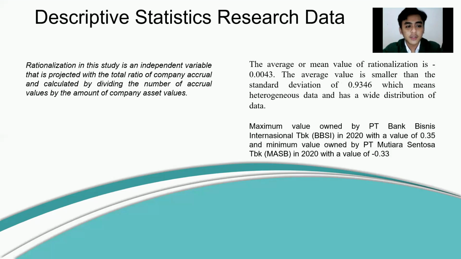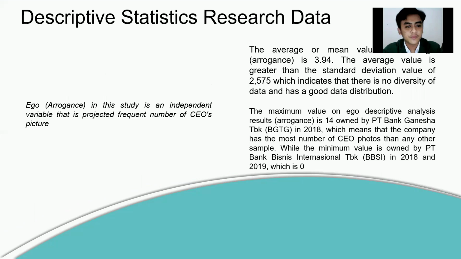Rationalization is an independent variable that is projected with the total ratio of company accrual and calculated by dividing the number of accrual values by the amount of company asset values. The average value of rationalization is 0.0043. The average value is smaller than the standard deviation of 0.9346, which means heterogeneous data and a wide distribution of data. The maximum value is owned by PT Bank Business International in 2020 with a value of 0.35, and the minimum value is owned by PT Mutiara Sentosa in 2020 with a value of minus 0.33.